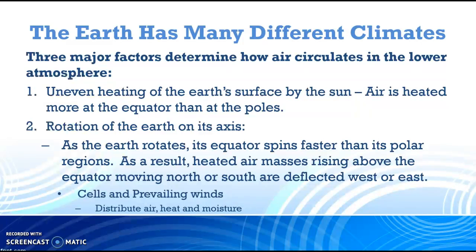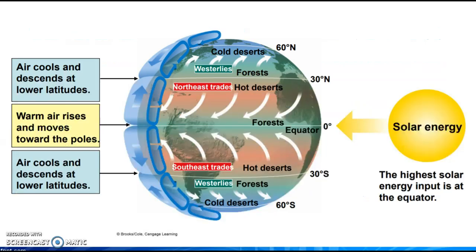Also, air circulates because of the rotation of the Earth on its axis. As the Earth rotates, its equator spins faster than its polar regions. As a result, heated air masses rising above the equator, moving north or south, are deflected west or east. So this helps to create wind cells and prevailing winds. And we'll talk a lot about the trade winds as a type of prevailing wind. These winds are able to distribute air, heat, and moisture. If we take a look at an example here, the trade winds are going to go from the northeast to the northwest because as the Earth spins, it pushes the air in that direction.